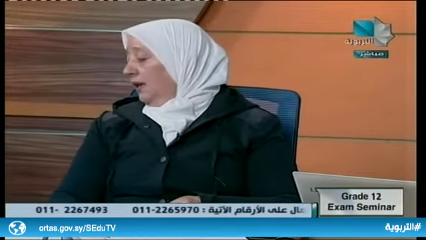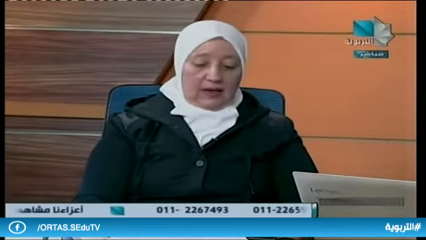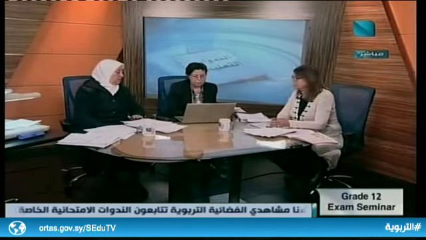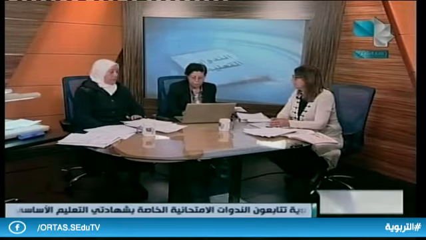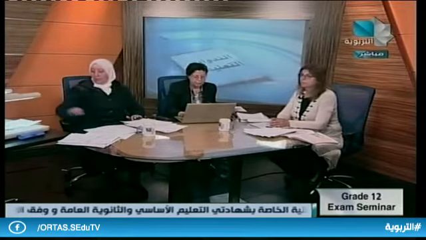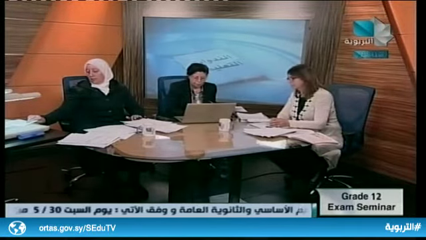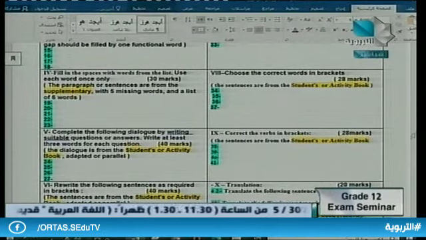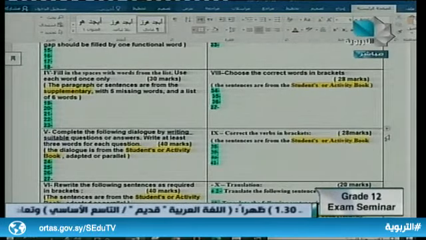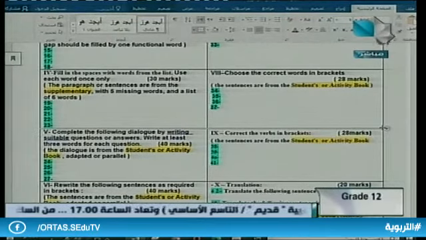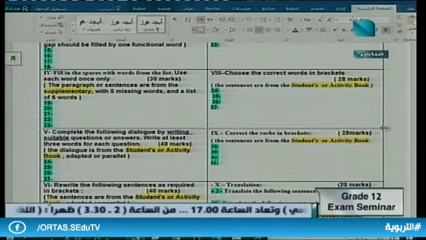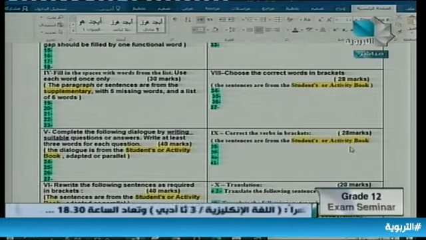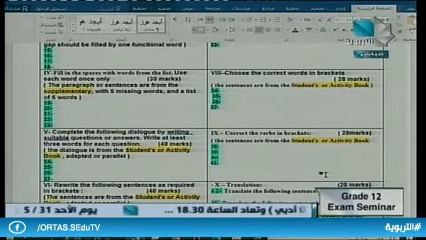Now we are going to move to the next question. It is a dialogue. They have to complete the dialogue. First of all, they have to read carefully the given dialogue. Okay, here we have a problem. Can you please show us on the screen? It doesn't work. Anyway, from number 24 to number 27, they have to complete the following dialogue by writing suitable questions or answers.